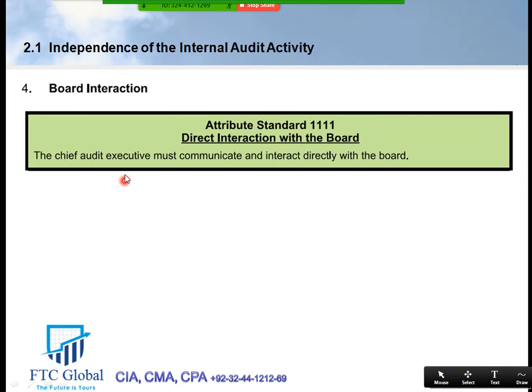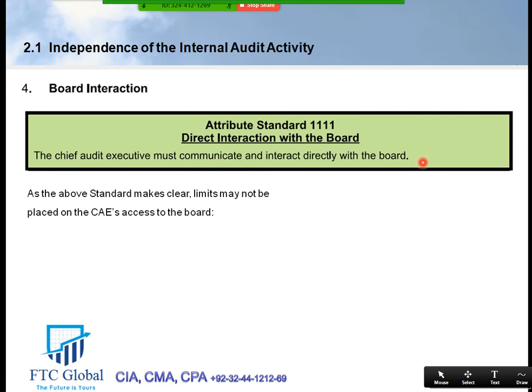The chief audit executive, the head of internal audit, as we have agreed, must communicate and interact directly with the board without management present. There are certain private meetings also in which the senior management is not involved, only the board members or the audit committee and the chief audit executive. So this standard makes it clear that the chief audit executive should have unrestricted, unhindered access to the board of directors. And if anybody restricts the chief audit executive's access to the board, that is clearly going against the internal audit charter. This could be regarded as a scope limitation and there could be some serious repercussions.